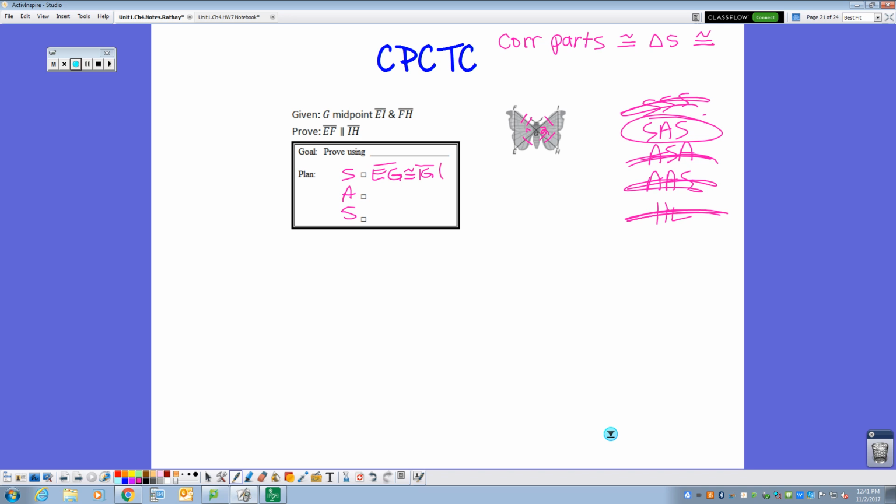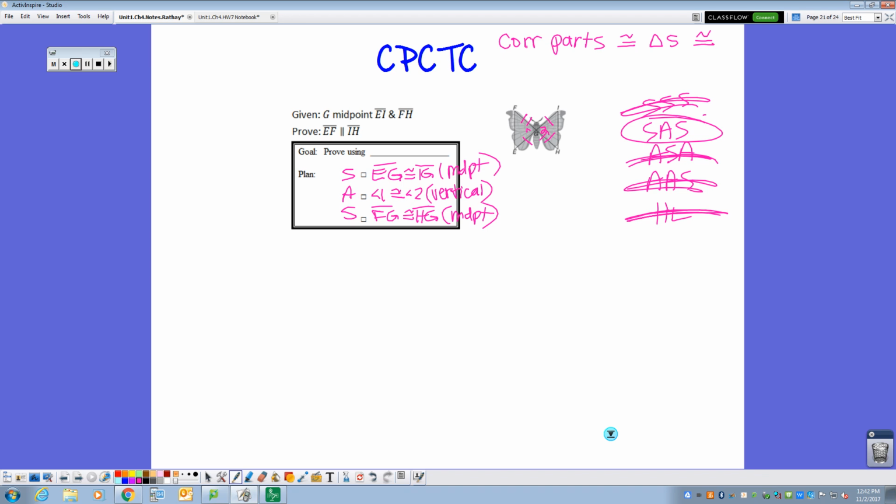That comes from the fact that we have a midpoint. Then we have angle 1 congruent to angle 2. Those are vertical angles. Then we have that FG is congruent to HG. Also midpoint.